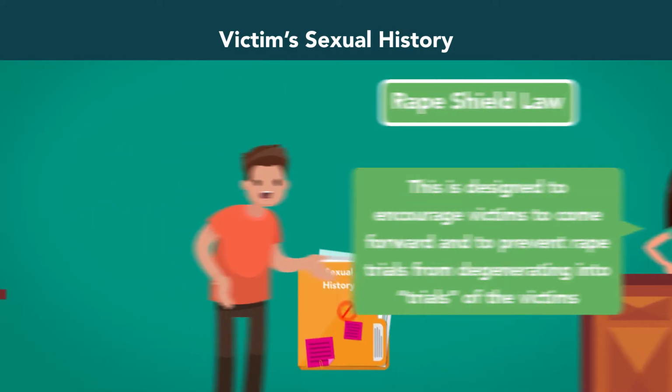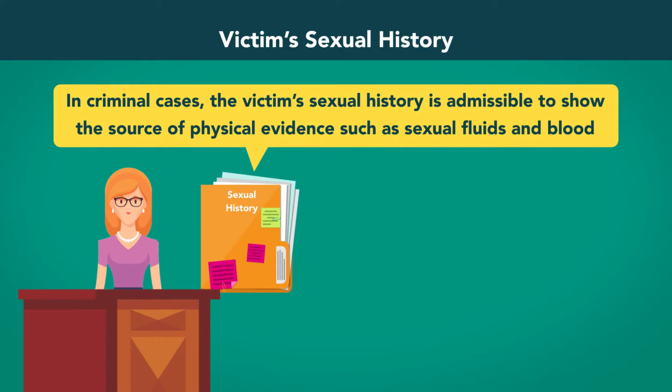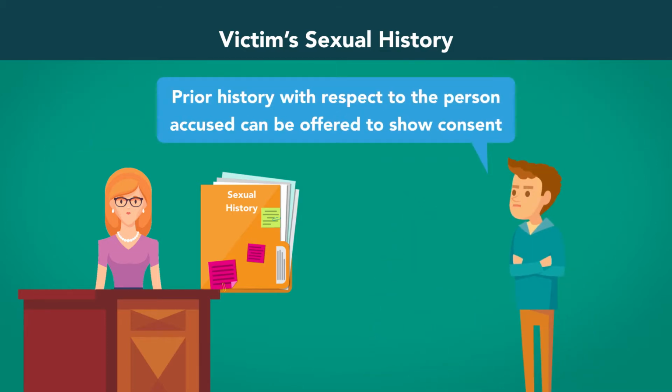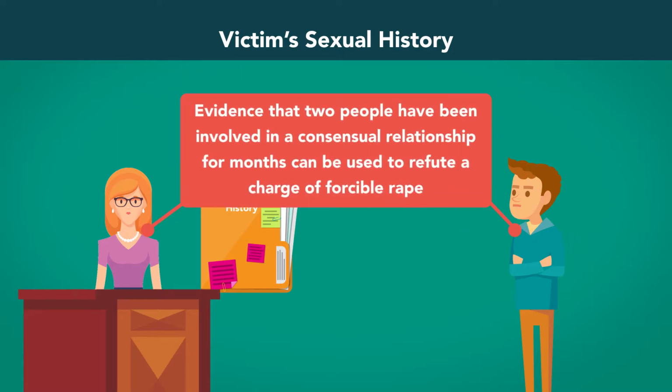However, in criminal cases, the victim's sexual history is admissible to show the source of physical evidence, such as sexual fluids and blood. Also, prior history with respect to the person accused can be offered to show consent. For example, evidence that two people have been involved in a consensual relationship for months can be used to refute a charge of forcible rape.